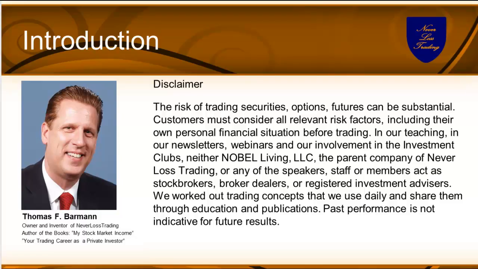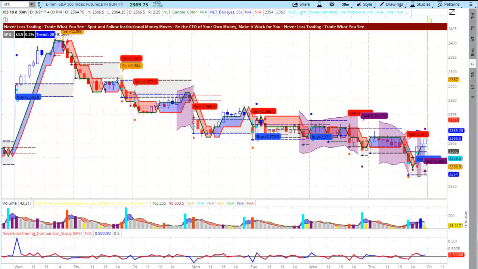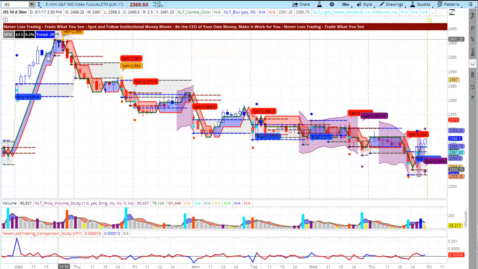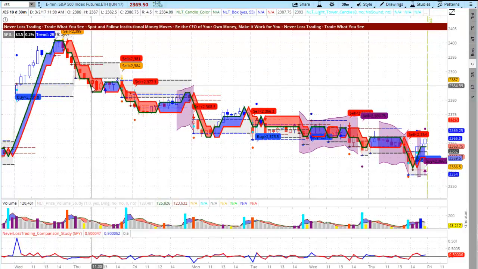Now let's dive into charts and see where prices move. What you see here is a 30-minute ES chart, the E-mini S&P 500 index futures. On our charts, we frame uptrends in blue and color the candles for uptrends in blue and for downtrends in red.